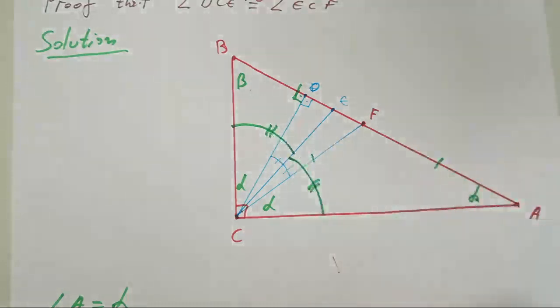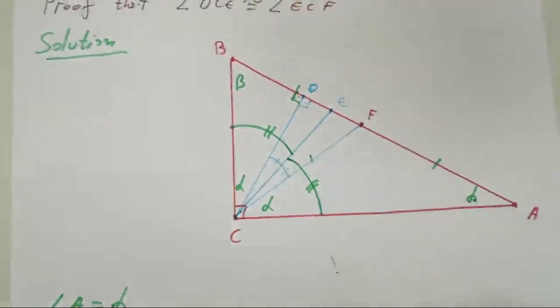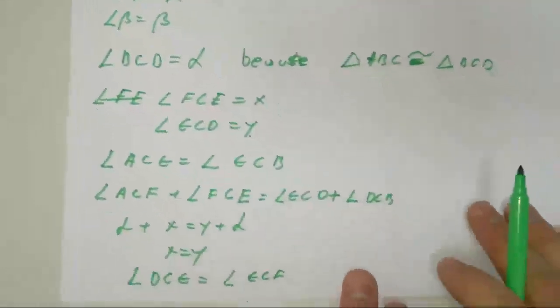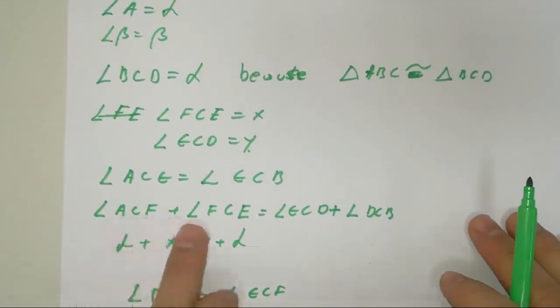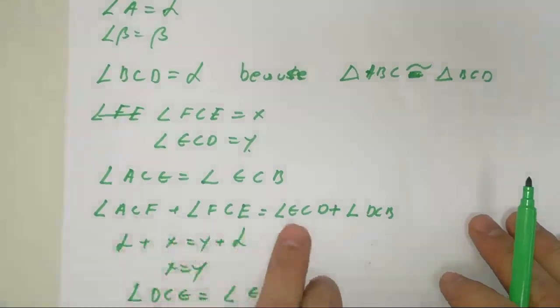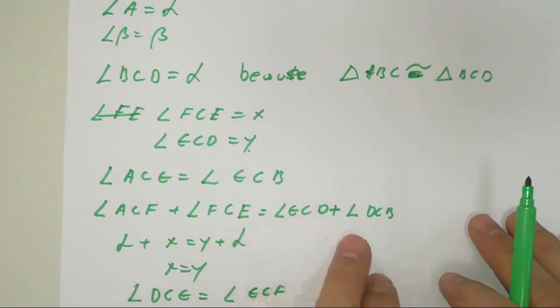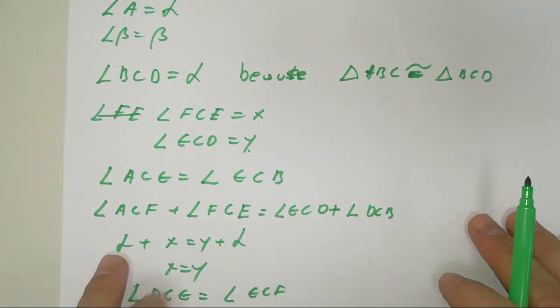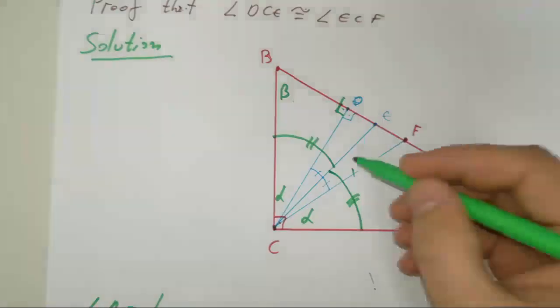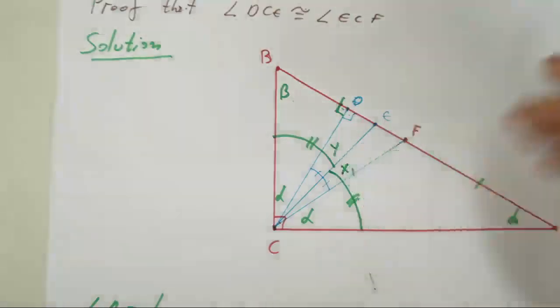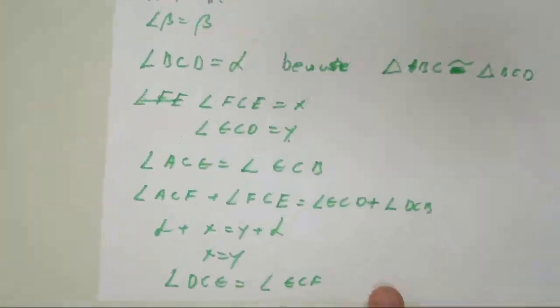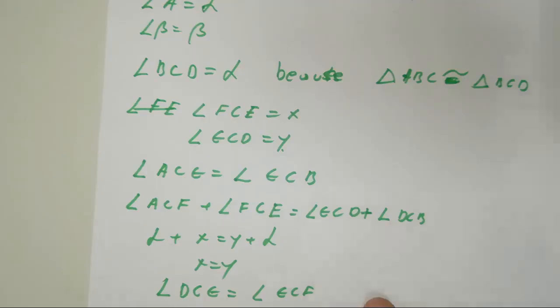because the line CE is the angle bisector, it means that it bisects the angle. So the angle ACF plus the angle FCE is equal to the angle ECD plus the angle DCB. Both of them are alpha. One of them I denoted here on my notebook, this one with X, this one with Y. So X is equal to Y, thus those two angles are equal.